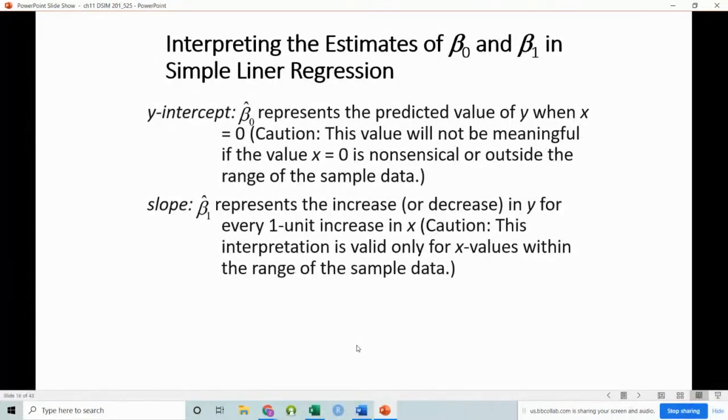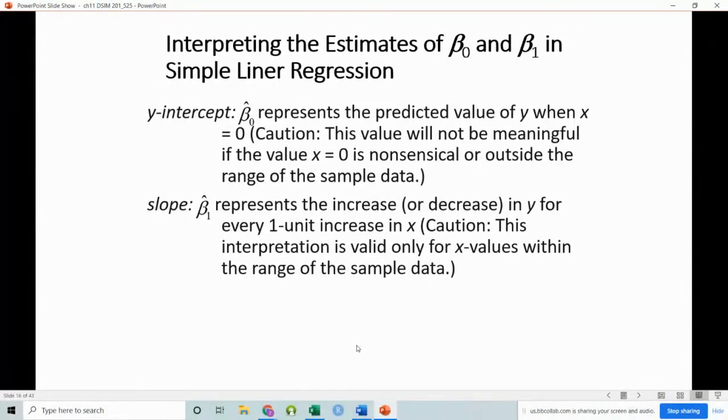So beta 0 represents the predicted value of y when x equals 0. So caution, this value will not be meaningful if the value x equals 0 is nonsensical or outside the range of the sample data, which, like I said, will be most of the time.